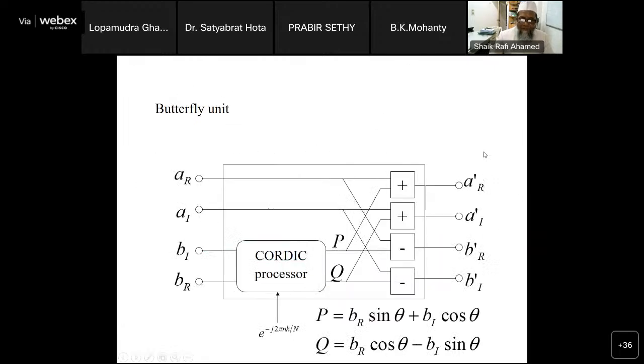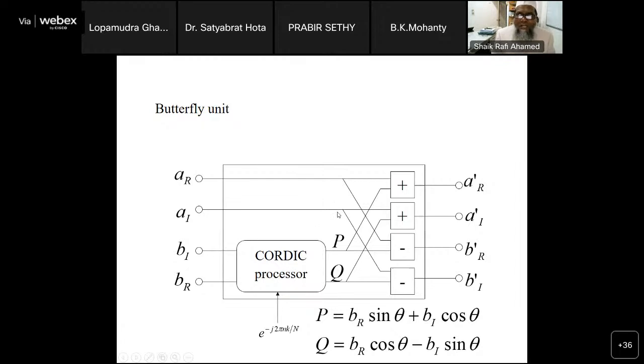This is the implementation using a single CORDIC processor, but we require two adders and two subtractors outside. So given the inputs A and B, that is the real part and imaginary part of A, and the real part and imaginary part of B, you will get the real part and imaginary part of A dash, and the real part and imaginary part of B dash. This is a great achievement. So you can use a single CORDIC unit to implement a butterfly.